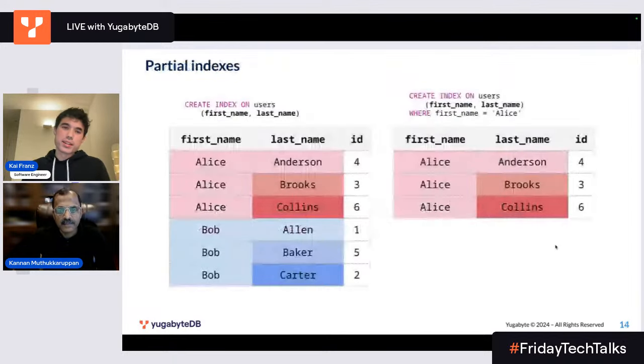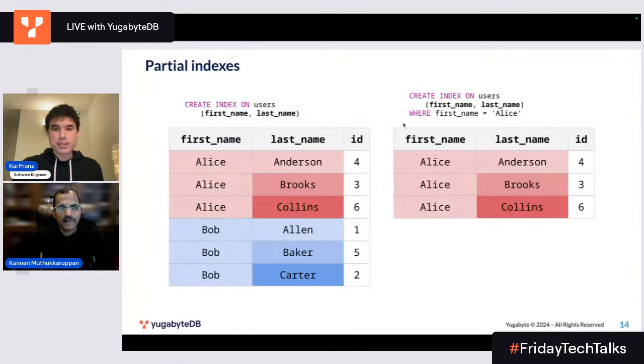So another type of index that you can use in Postgres or in Yugabyte are partial indexes. A partial index allows you to index only the rows in a table that satisfy a certain predicate. So let's look at an example. Here we have an index on users, first name, last name, same as the previous example.